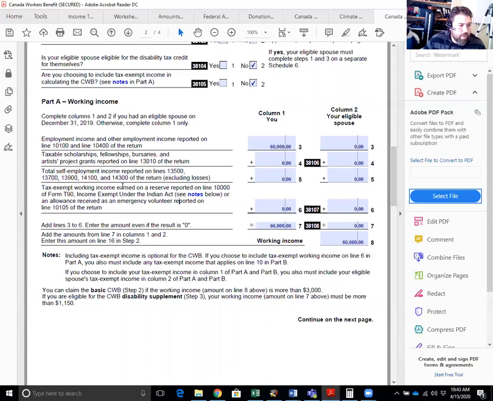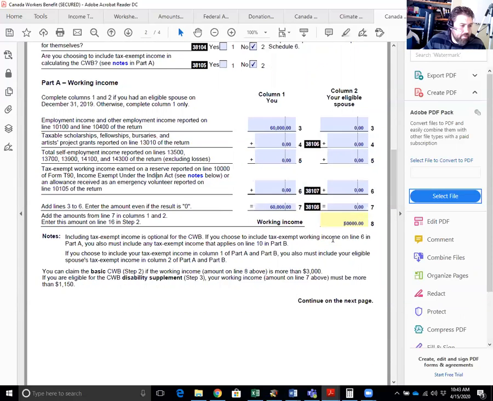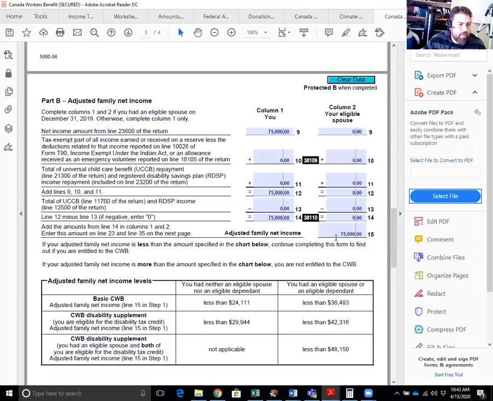Tax exempt working income earned on a reserve reported on line 1,000. I don't have any of these amounts either in this row. So our total is $60,000 and our spouse has no income. This says add the amounts from line 7 in columns 1 and 2. Enter this amount on line 16 in step 2. So we have 60,000.